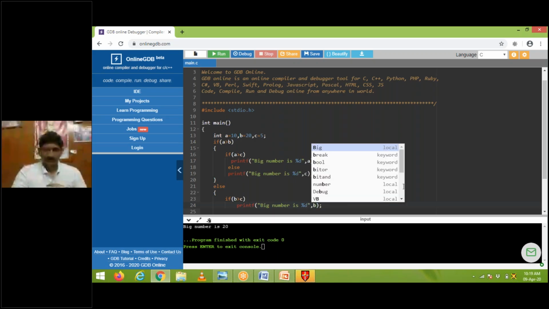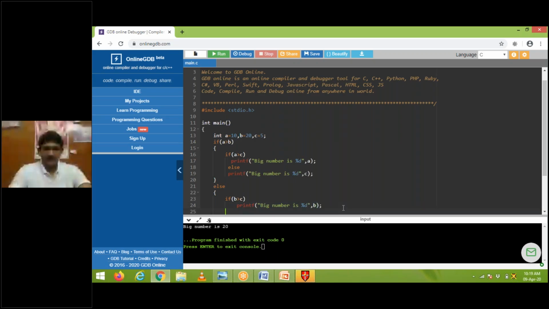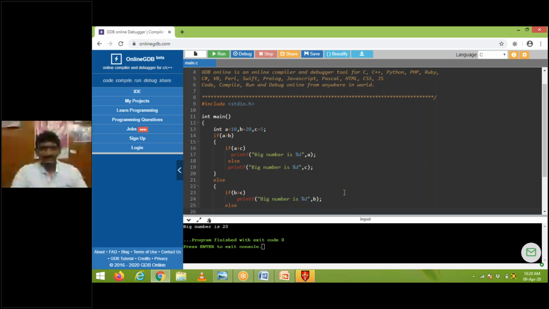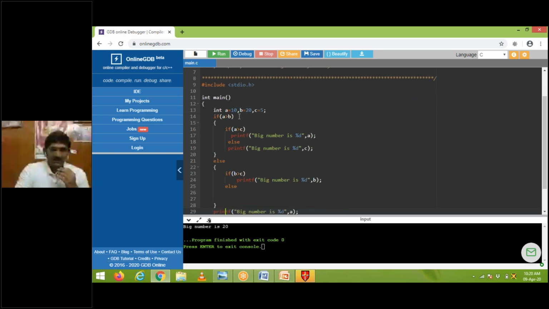Okay, but you have to check again in this case else, because A is greater than B is not true. That means B is big, and here it will go to the else part directly. And if B is greater than C, that means B is greater than C is also true, then biggest number is B. If B is greater than C is not true, then what will be the big value? Obviously C.